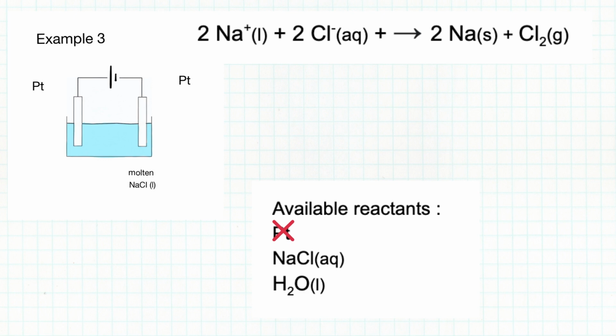Example 3. The reactants available are platinum electrodes, sodium chloride, but no water. That is because the electrolyte used is molten NaCl. Molten NaCl is not aqueous solution. It does not contain any water.